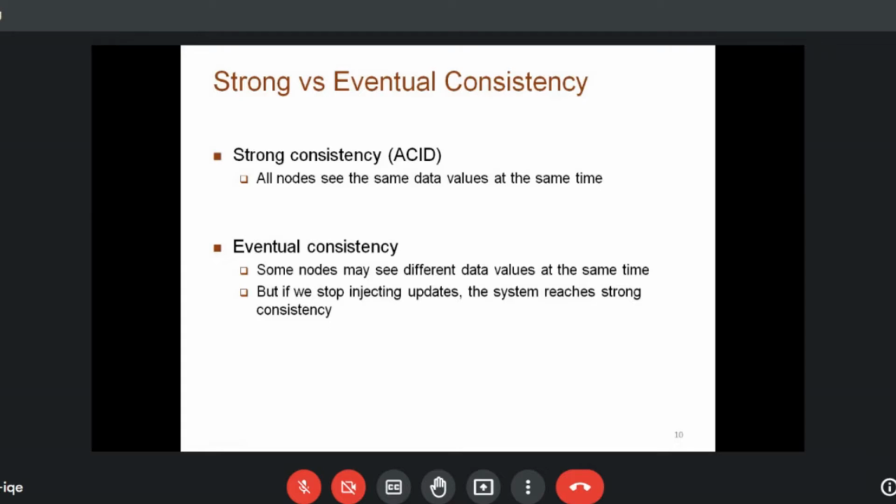So we have two terms, strong versus eventual consistency. The consistency we use in a relational database, we use the term strong consistency, ACID properties. All nodes see the same data values at the same time. So one is strong consistency, the other is eventual consistency. Some nodes may see different data values at the same time, but if we stop injecting updates, the system reaches strong consistency.